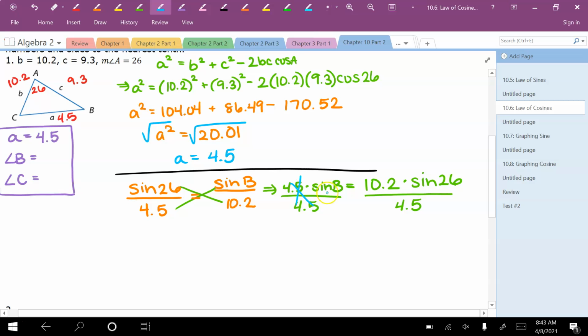So now I have my sine of b all alone. And then I have this equation over here. I have 10.2 times the sine of 26 divided by 4.5. Now, because I'm trying to find an angle, think about when we started our trig functions in the first half of chapter 10. When you were finding an angle, that's when you had to use your inverse function. So you had to do sine to the -1, cosine to the -1 to find an angle. So that's what we need to do here.